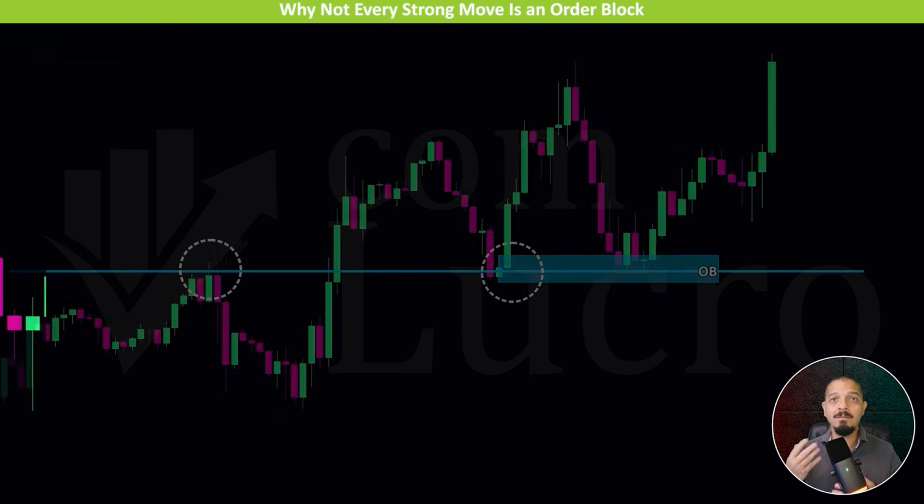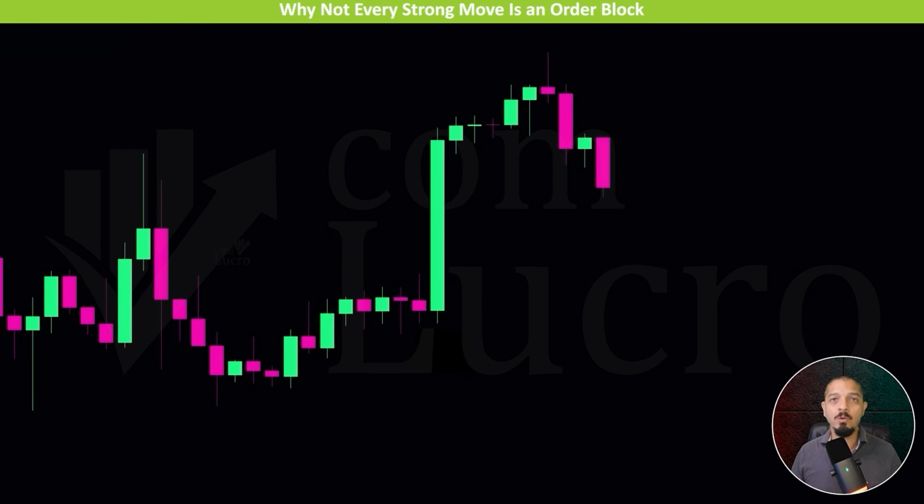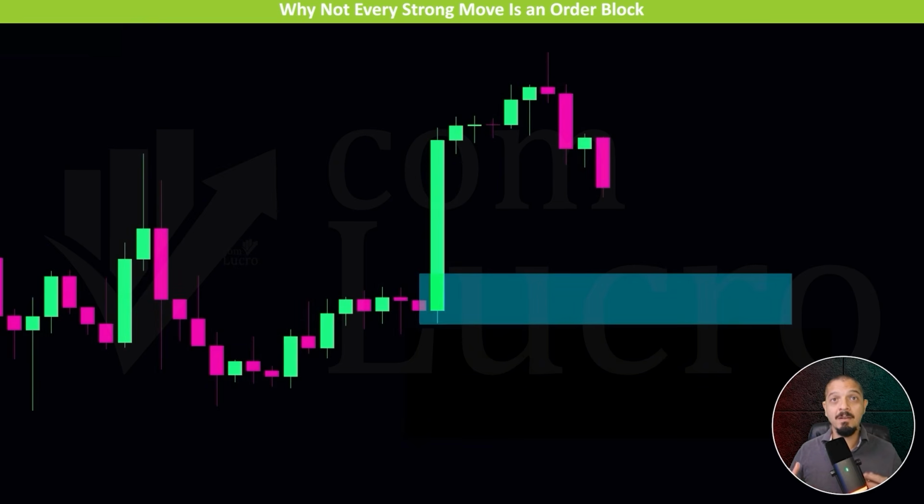Before we can work with valid order blocks, we first need to understand how to correctly identify them. Earlier, we mentioned that strong price movement away from an area can point to an order block. However, it is important to clarify that this alone is not enough. A significant move by itself does not automatically confirm an order block. There are specific conditions that must be met for an order block to be considered valid.